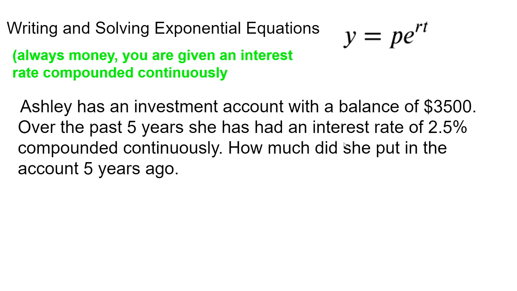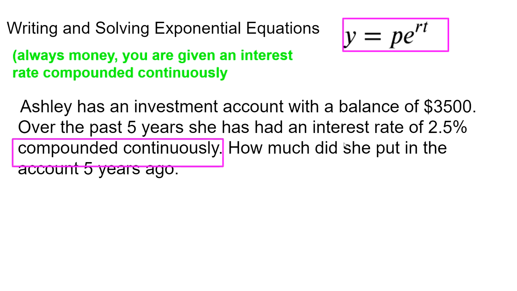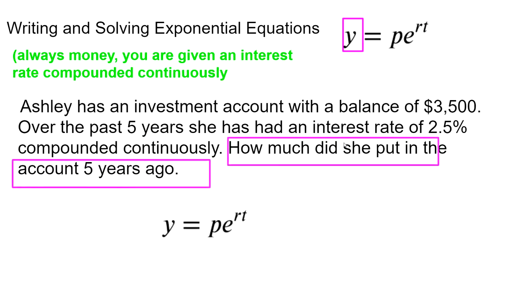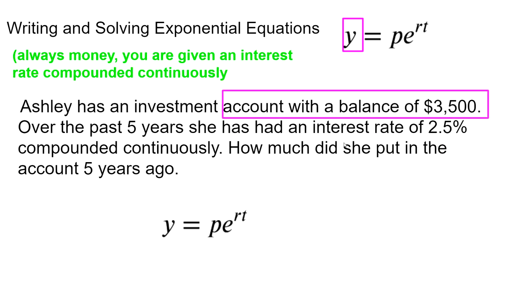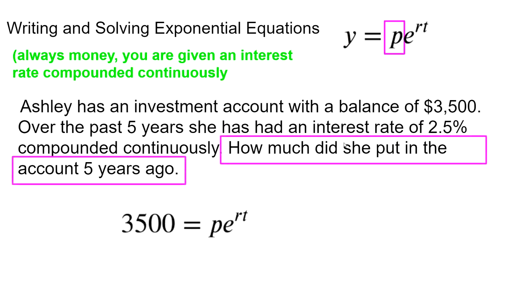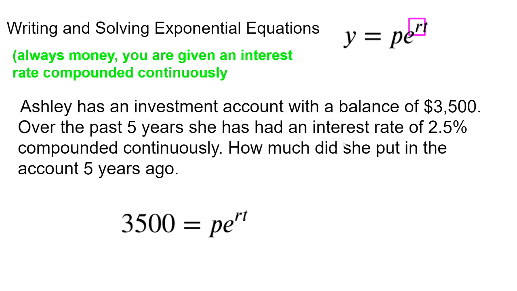Because it's compounded continuously, we know we're using this Pert formula, and we're going to start by finding our ending amount. Well, it says how much did she put in 5 years ago, so that means we don't know the beginning amount. This must be the ending amount, so let's put that where that goes. We already established we don't know what the beginning amount is, so we're going to leave P alone. E is a number. It's not something you have to look for. So we're just going to leave E.